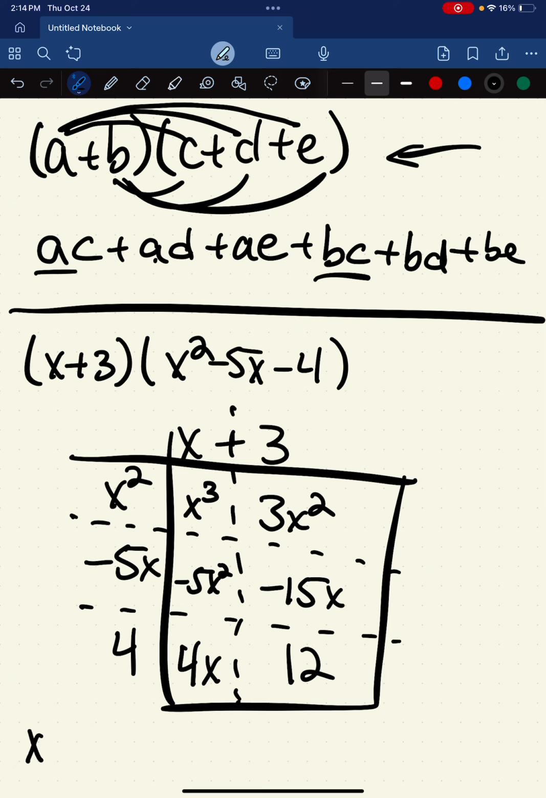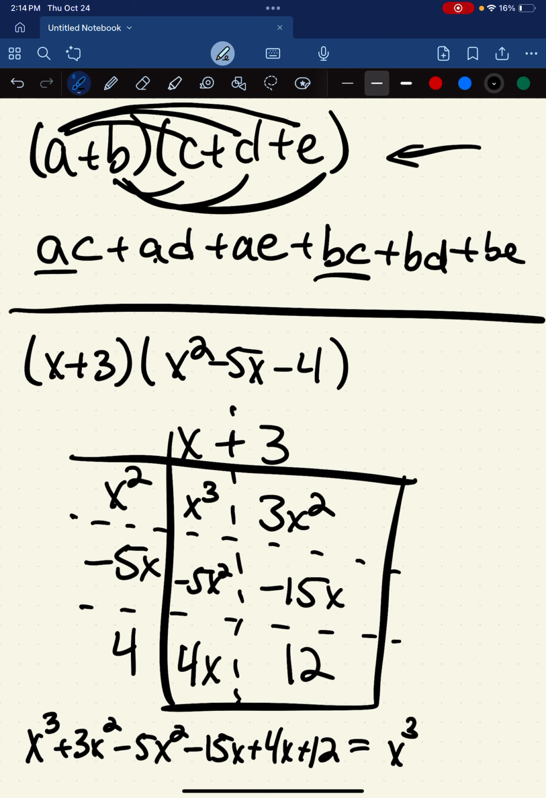So our final answer, x cubed plus 3x squared minus 5x squared minus 15x plus 4x plus 12. We can simplify that to x cubed minus 2x squared minus 11x plus 12. Can I squeeze it in there?